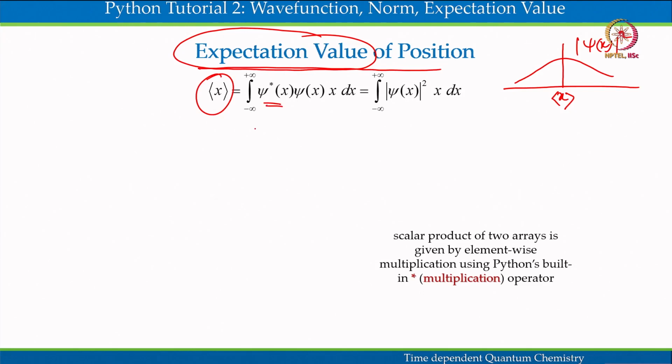So, that is the basic idea. Expectation value of position is given by this. In general, if x is an operator, then the expectation value is going to be the integral from minus infinity to plus infinity of psi star, then x operator, then psi of x dx.